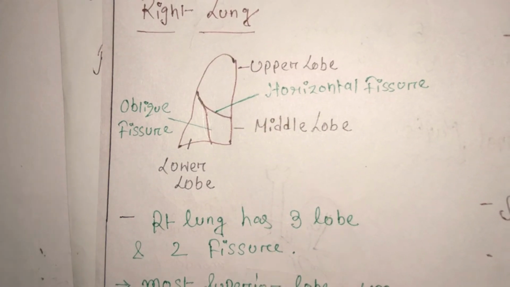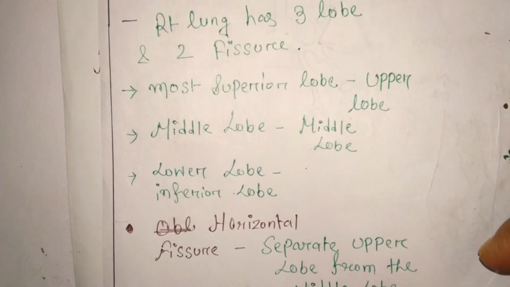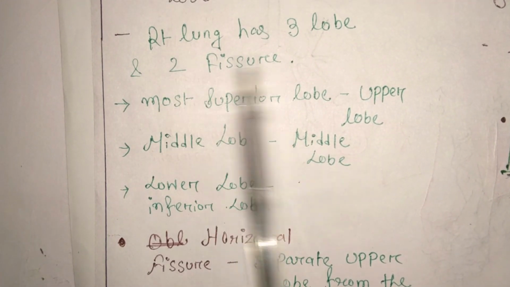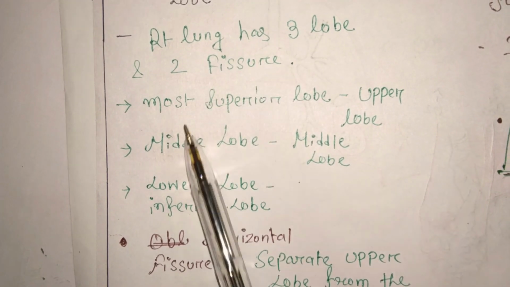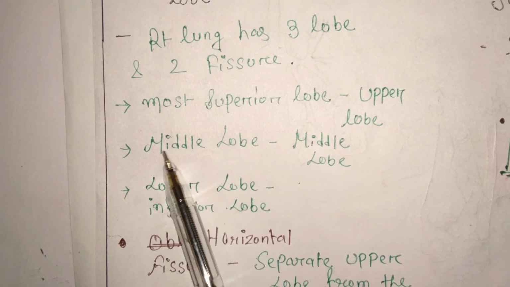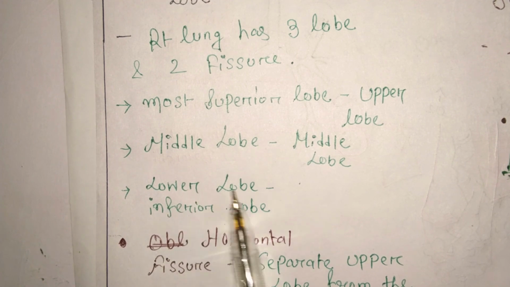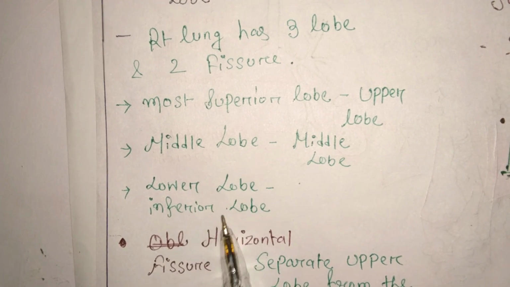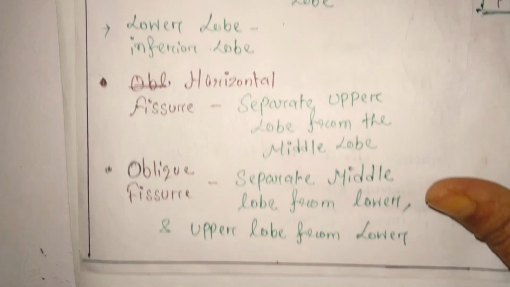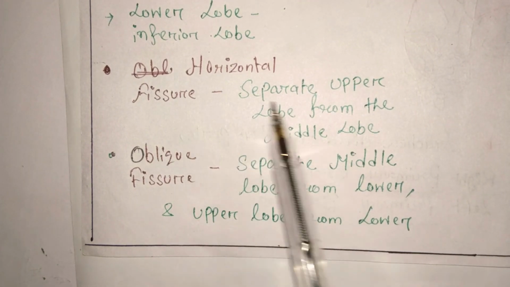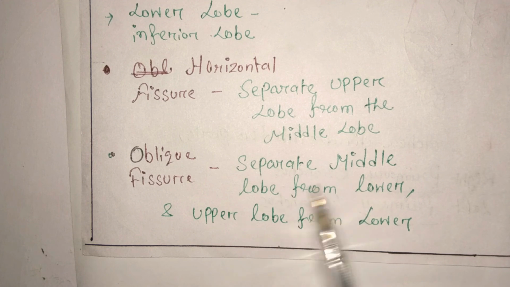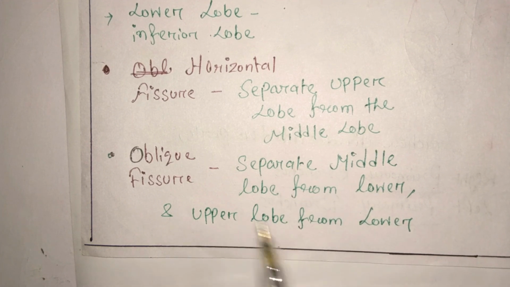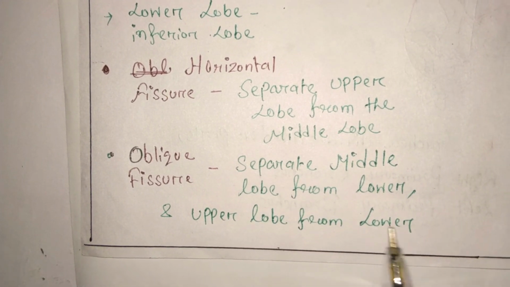Here I have written the explanation. The right lung has 3 lobes and 2 fissures. The most superior is the upper lobe, then the middle lobe, and the lower portion is called the inferior lobe. The horizontal fissure separates the upper lobe from the middle lobe, and the oblique fissure separates the middle lobe from the lower lobe, and the upper lobe from the lower lobe.